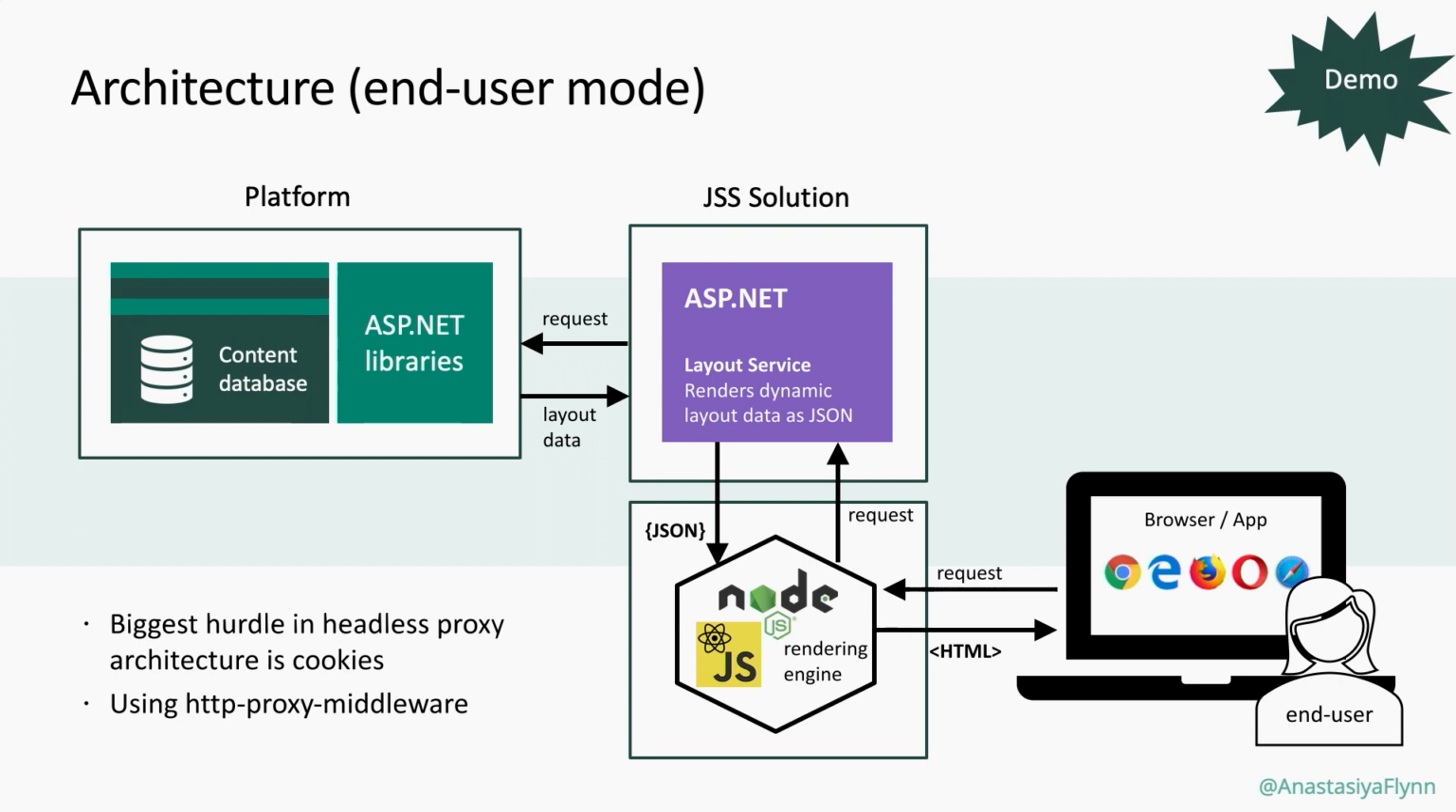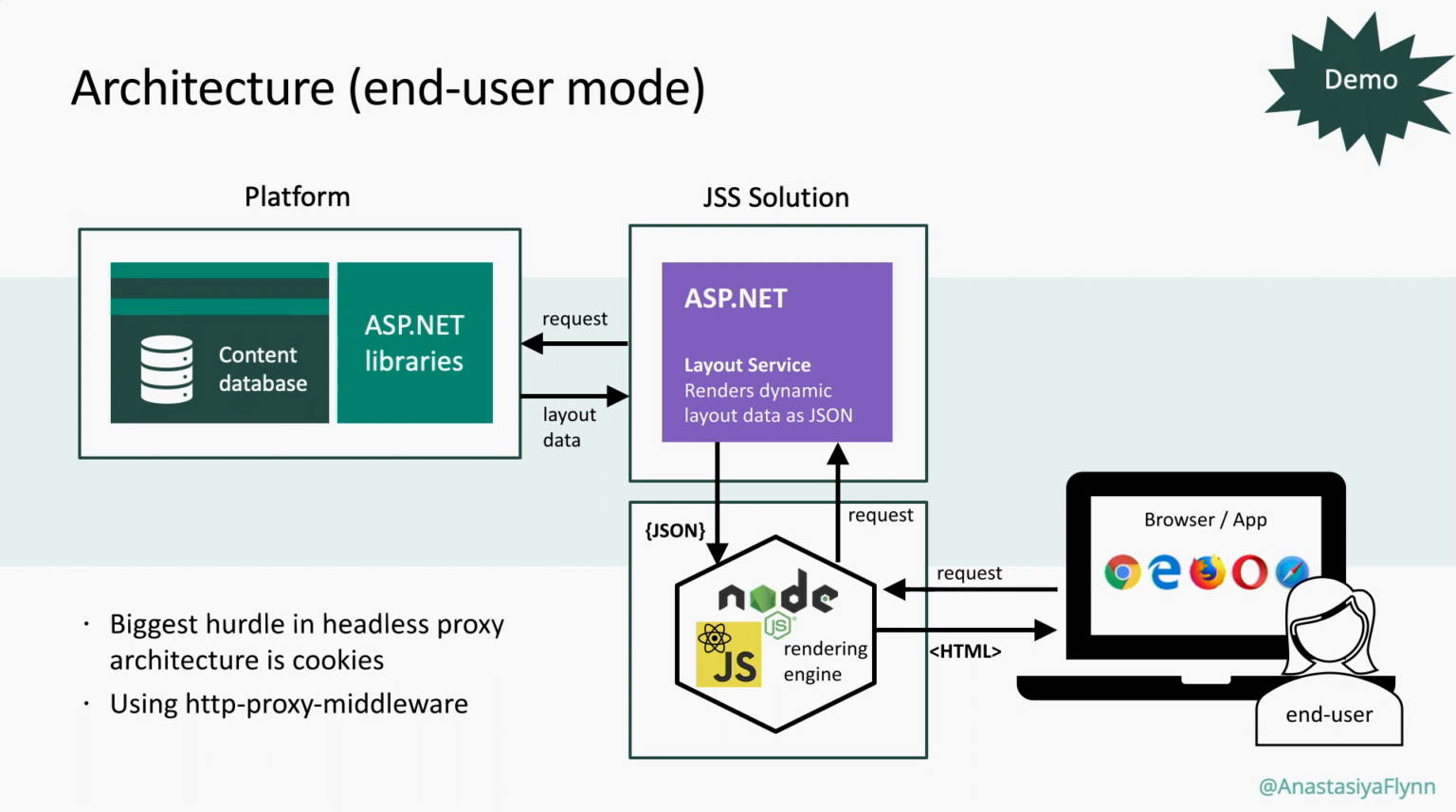There's no reason why Node can't be our edge, and why it can't be the one taking the requests and proxying them back to layout service. And this makes it really great because this makes our platform truly headless. The browser has no idea what's actually, it's talking to Node directly, so it just thinks it's talking to an API. It has no idea what's happening on the back end.